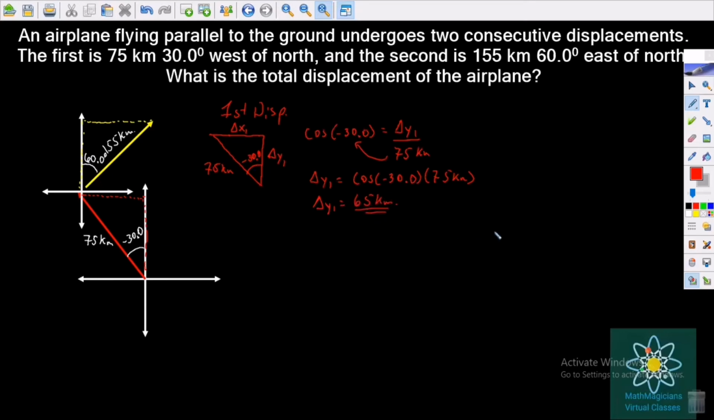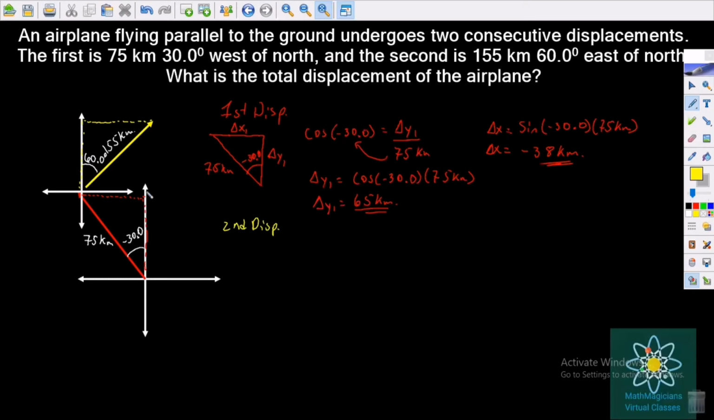We have delta y. Now, if we use cosine for delta y, that means that delta x is going to use sine. Sine of negative 30.0 multiplies 75 kilometers. Delta x is equal to, if we plug this in our calculator, negative 38 kilometers. We have the first two components. Now for the second displacement, or for the second trip.